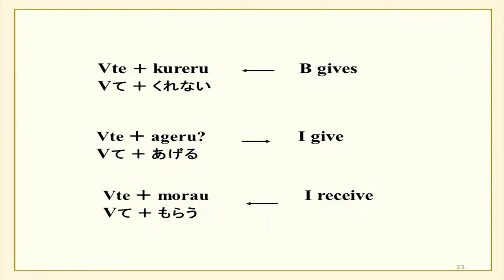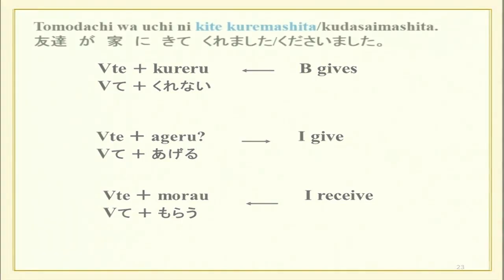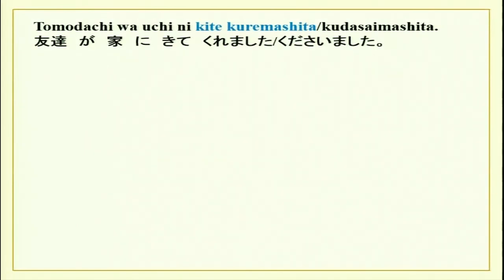Now, we just learned to use verb in te form plus kuremashita. Now, let us see how we can use verb in te form plus ageru and verb in te form plus morau and what it conveys actually. There are some sentences from our passage. So, let us see what they are. Tomodachi wa uchi ni kite kuremashita. So, they came and I received the pleasure as I had just explained in the beginning. Now, kuremasu is humble and kudasaimashita is polite. Please remember, meaning is the same, that tomodachi wa uchi ni kite kuremashita.